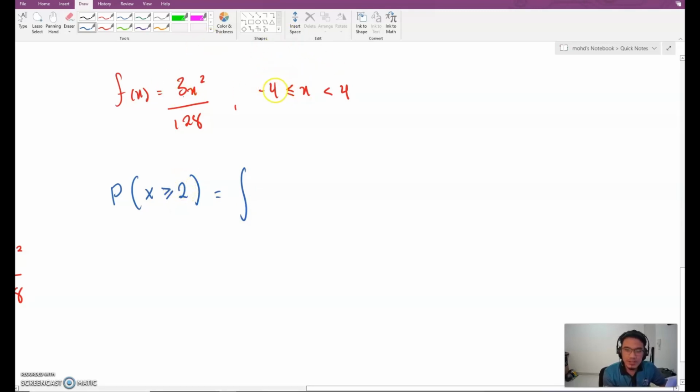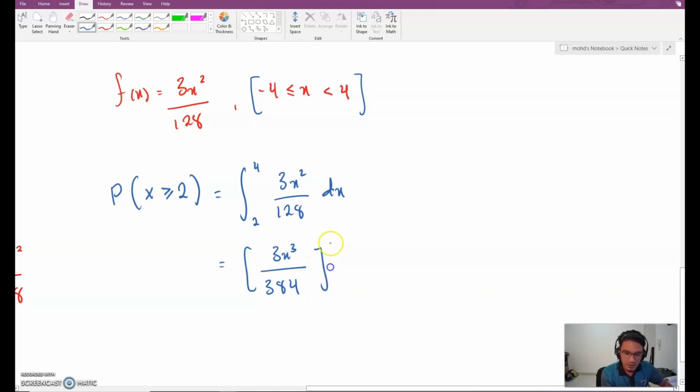Since the function is only defined within -4 to 4, our probability is the area under the graph from 2 to 4, because that is the maximum boundary for the function. So here goes the integral of 3x squared over 128 dx.